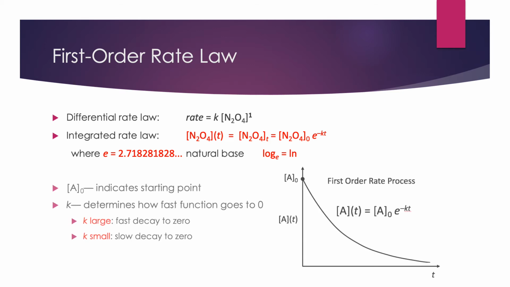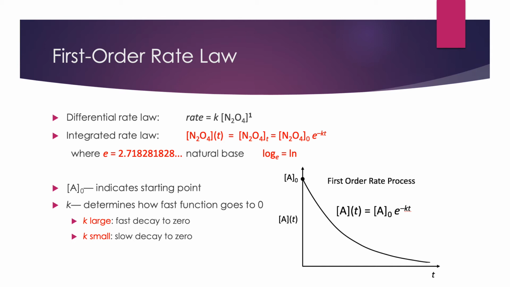All right, so what does this function look like? Well, unsurprisingly, it's a decaying function, just like the one we started to draw out on the last slide, but instead of having little discrete points, it's a continuous curve, because this is a continuous function. Now, some things that I want you to note about this: the concentration A sub 0 indicates the starting point. That is the point at t equals 0. It is that first point on the left side at the top of this graph.